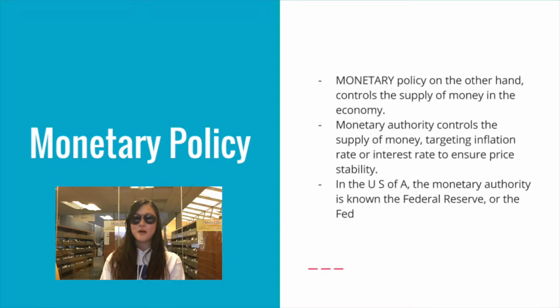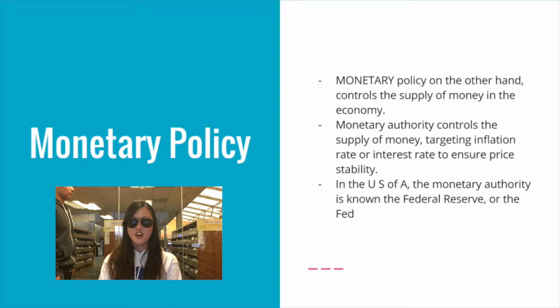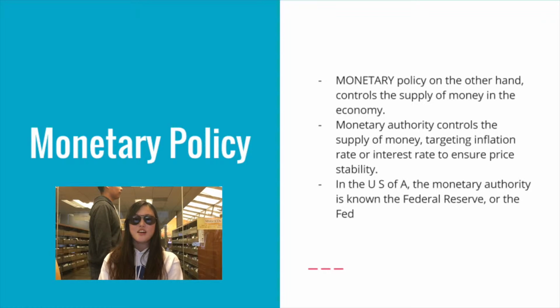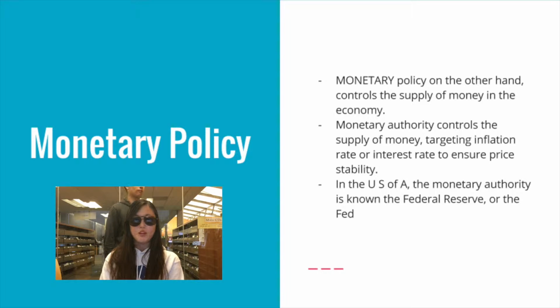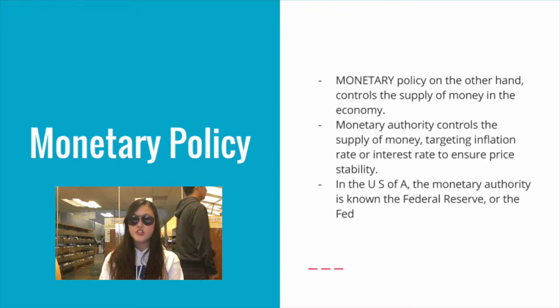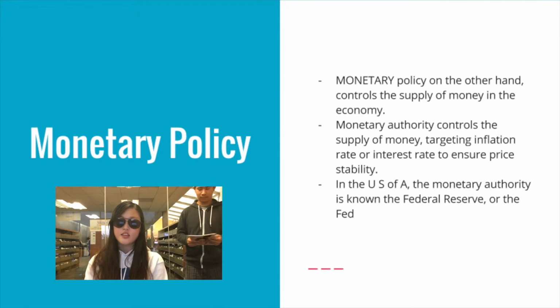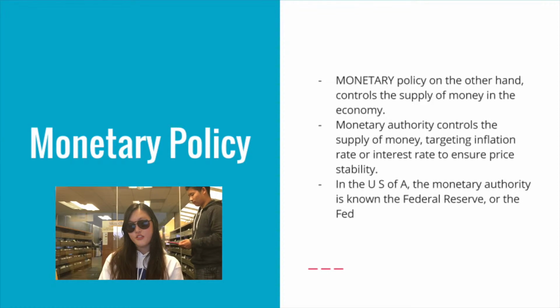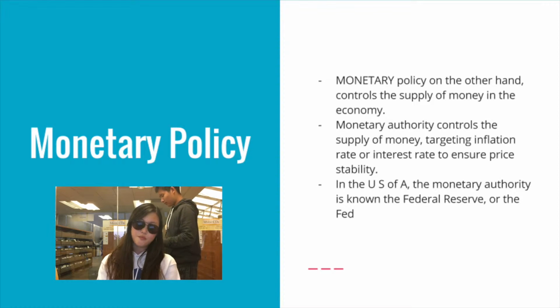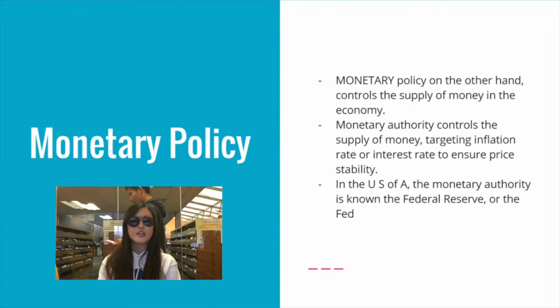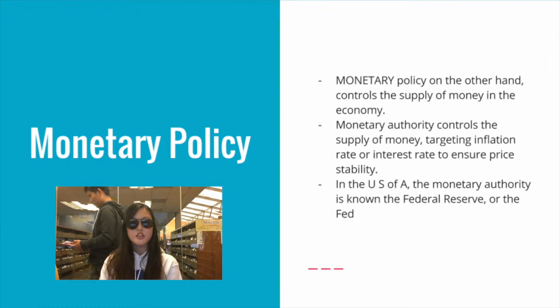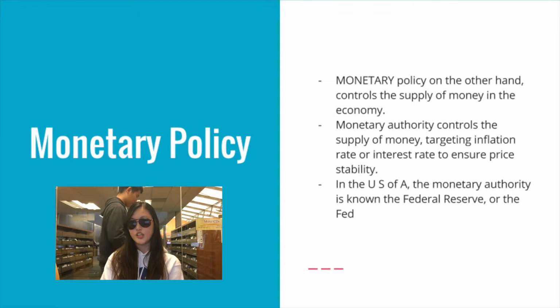We talked about how fiscal policy does not control the amount of money in the economy, but the intensity of its flow. Monetary policy, on the other hand, controls the supply of money in the economy. The process by which the monetary authority of a country controls the supply of money, often targeting an inflation rate or interest rate to ensure price stability and general trust, is known as monetary policy. In the US of A, the monetary authority is known as the Federal Reserve, or the Fed. The Fed controls the supply of money in the US and uses expansionary and contractionary monetary policy to control the economy.